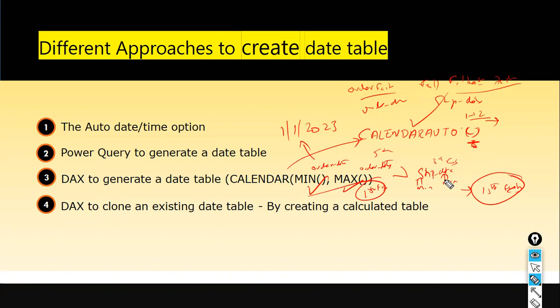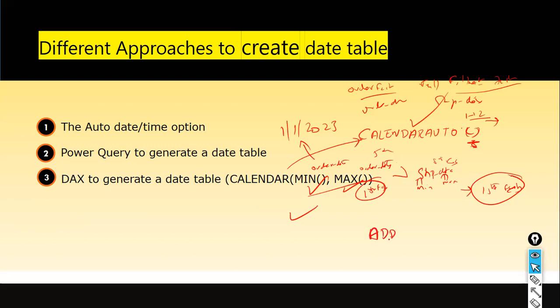Calendar auto is very dynamic, isn't it? The other way of doing it is you can clone an existing table, but to clone the existing date table you need to have the date column, right? So you need to have the date dimension table. If you are building the date dimension table or data model from scratch, you will not have the date dimension already available. The best option is if you want to use a DAX function, you can use either the calendar function or calendar auto, but calendar auto is pretty much handy.